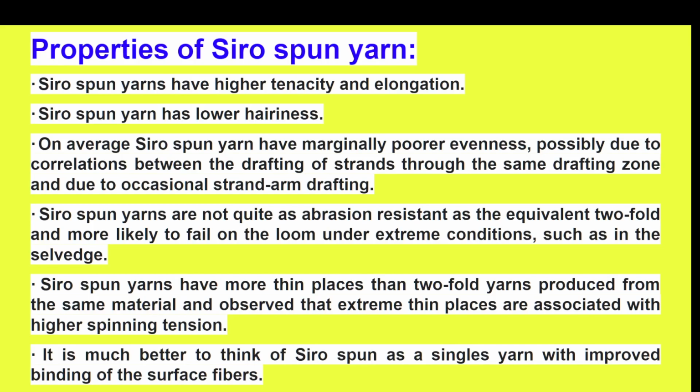Siro spun yarns have more thin places than two-fold yarn produced from the same material, and it was observed that extreme thin places are associated with higher spinning tension. It is much better to think of Siro spun as a single yarn with improved binding of the surface fibers. As singles, Siro spun yarns are more linear than the equivalent two-fold yarns.